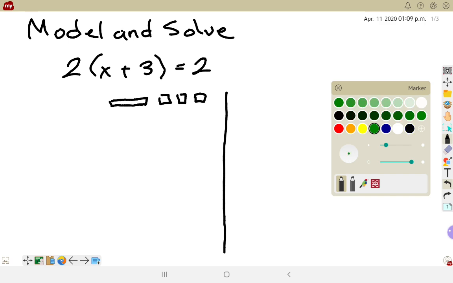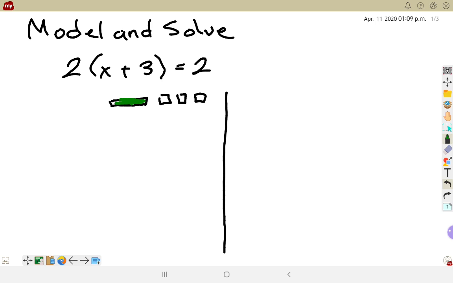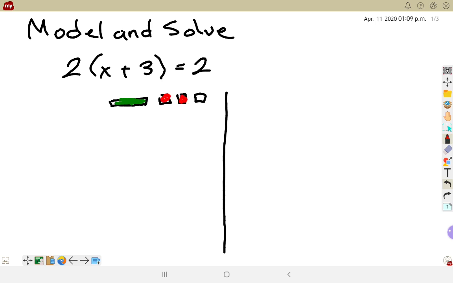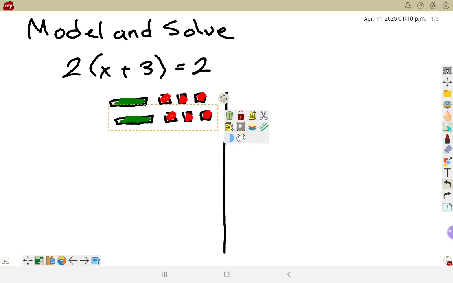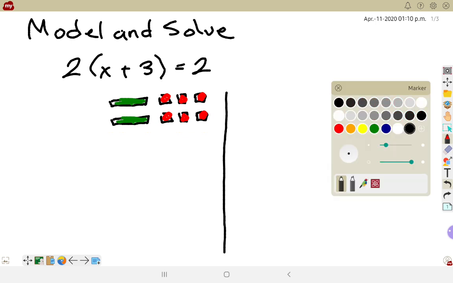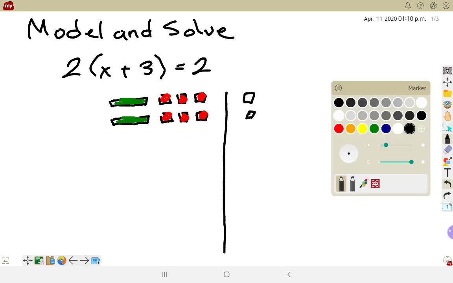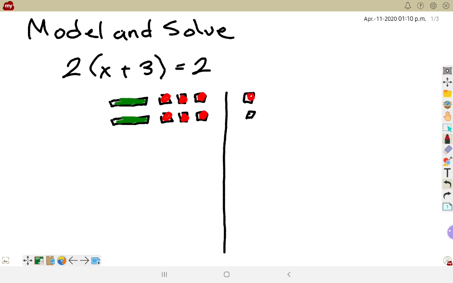I would color everything in. So the x gets colored in green because it's positive, and the plus 3, those are positive, so we'll color that in red. Then the 2 in front means I need two groups of this same thing, so I need two copies of this x plus 3. Now I've got my two rows of that. On the other side of the equal sign, we had plus 2, so I write down my two ones there, and they're positive, so I'm going to color them in as well.